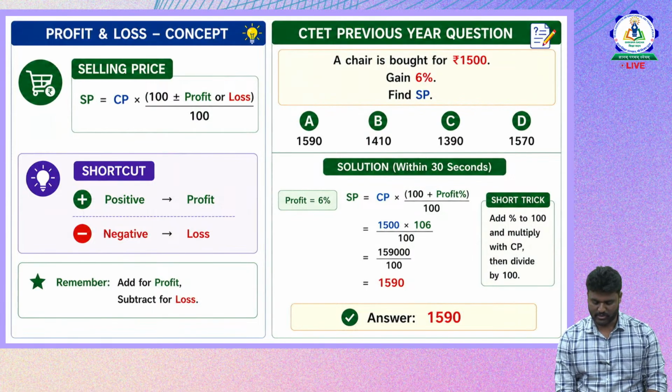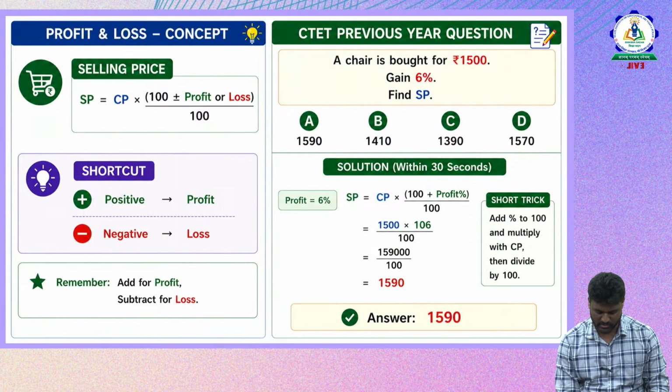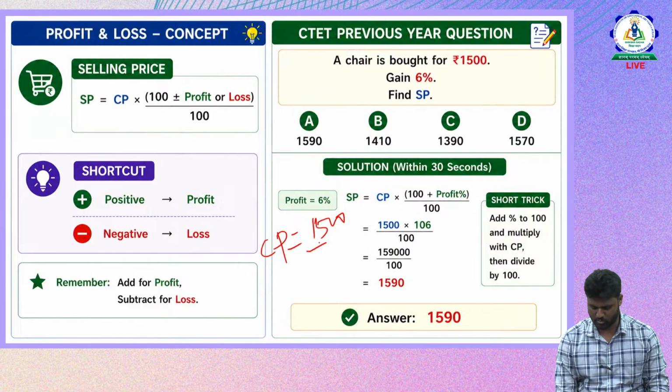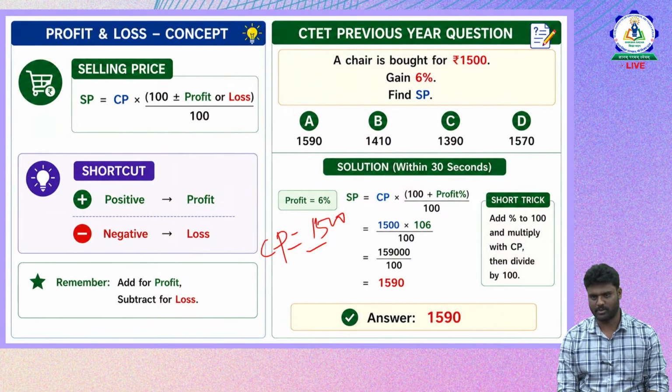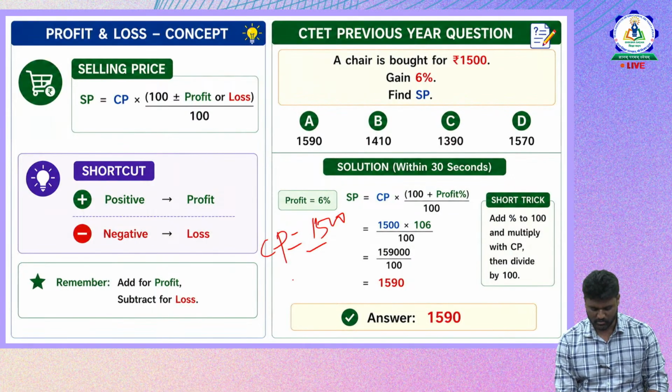What is the cost price here? CP is equal to how much they are given? 1500 rupees. Okay, so now what is the gain percentage? Gain percentage is nothing but 6%. So that means profit percentage. So 100 plus the profit percentage 6% will become 106.